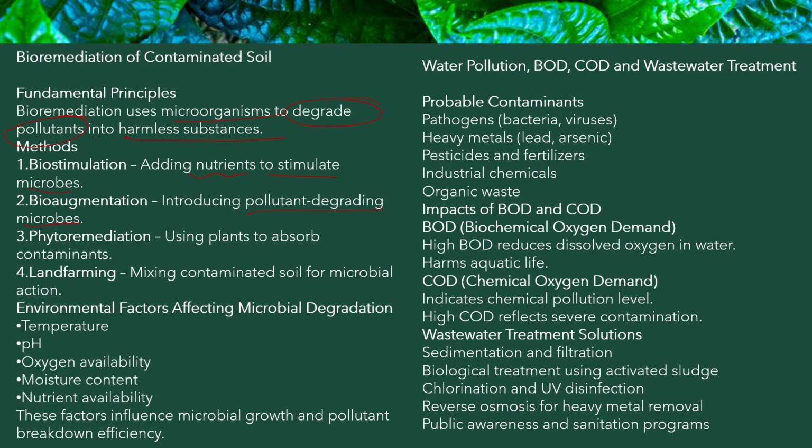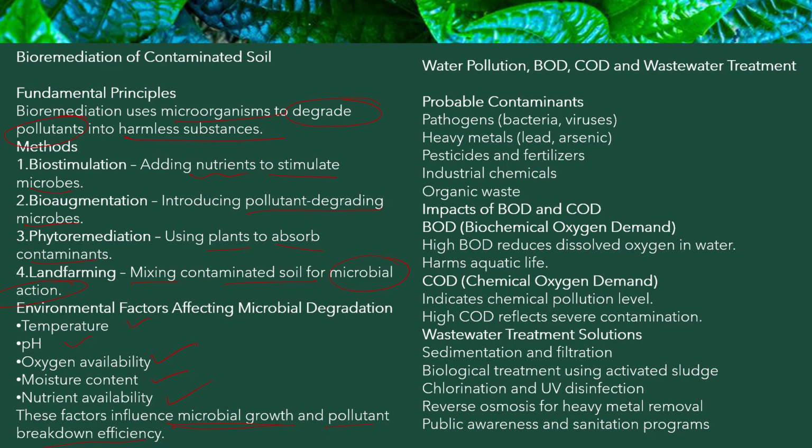Phytoremediation, using plants to absorb the contaminants. Land farming is mixing the contaminated soil for microbial action. Temperature, pH, oxygen availability, moisture content, and nutrient availability can affect this degradation. They basically influence your microbial growth and your pollutant breakdown efficiency.